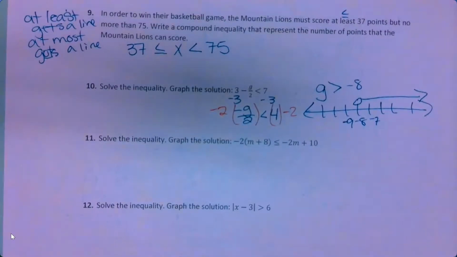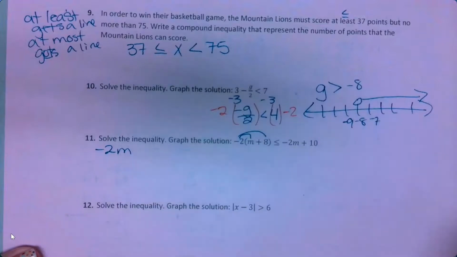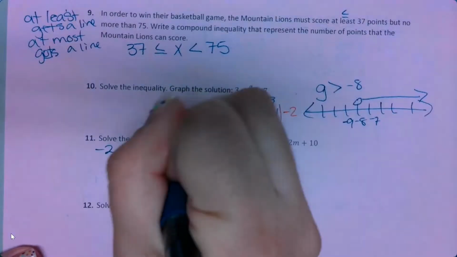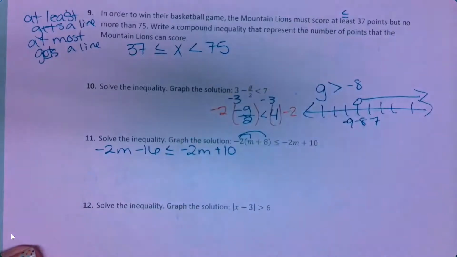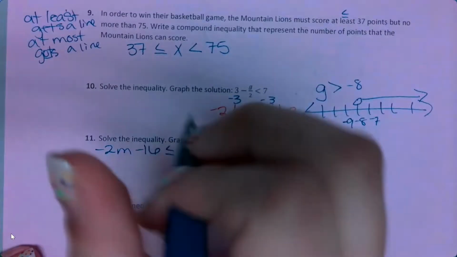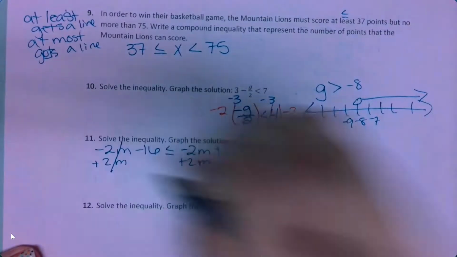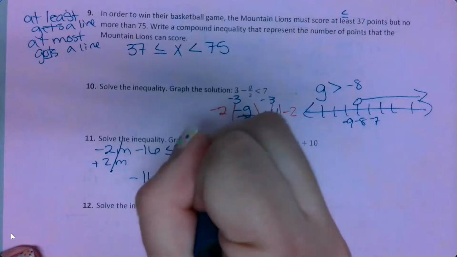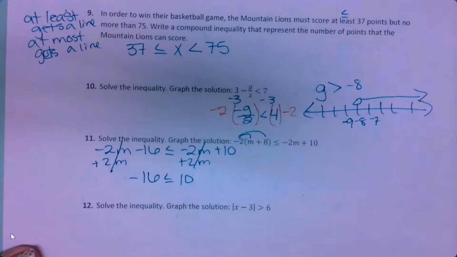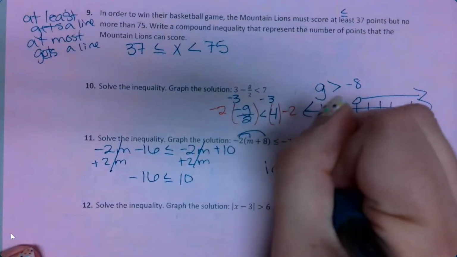Number 11, I want to solve, so I'm going to start off by distributing. I have negative 2m, and then negative 2 times 8 is negative 16. Less than or equal to, the right side is not changing. I want to get all of my variables over to the same side, so I'm going to add 2m to both sides. That cancels out because they're opposite signs, same number. So I'm left with negative 16 is less than or equal to 10. This is true, negative 16 is less than 10. So because I don't have any more variables, I write infinitely many solutions.